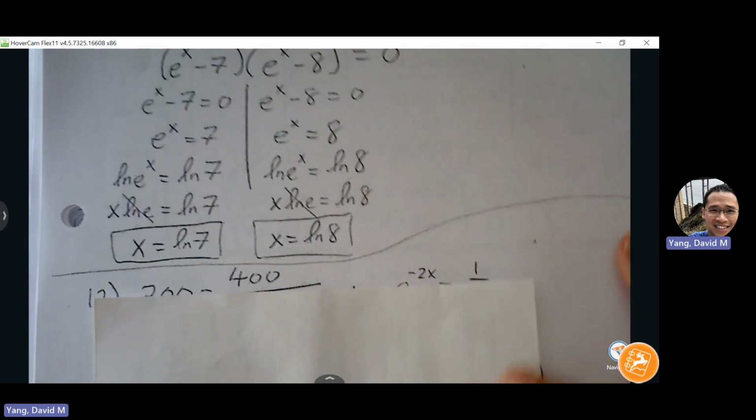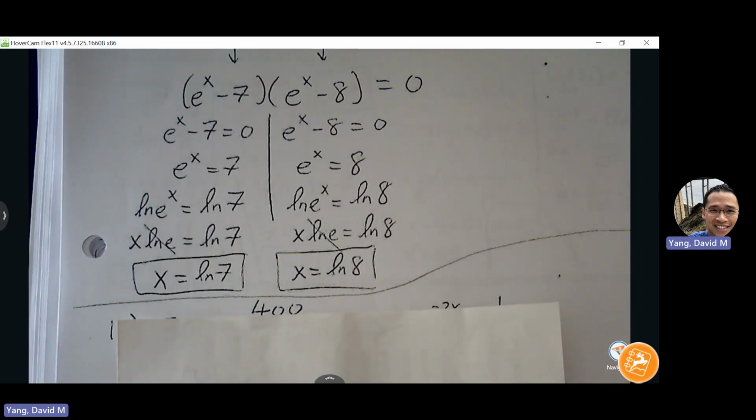I left my answer as an exact value, natural log of 7, but you could put that in the calculator and get a decimal value as well. But natural log of 7 just feels more exact, or natural log of 8. So there's two solutions here.